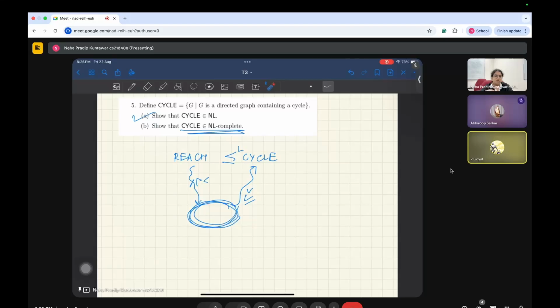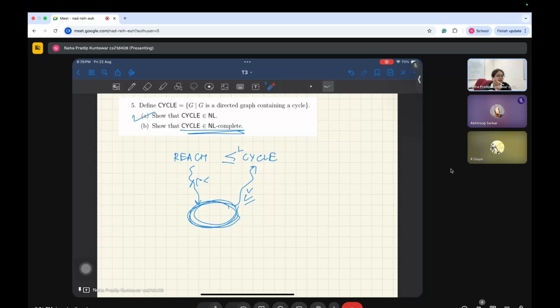Then I need to show that if I can reach from S to T, then for the given T, I need to find some other T prime, such that the reachability of T prime will lead to S only. So we should be able to come back to the original thing. Or if I further simplify this, reachability of S to T, then I need to show that reachability of T to S as well. Then there exists a cycle.